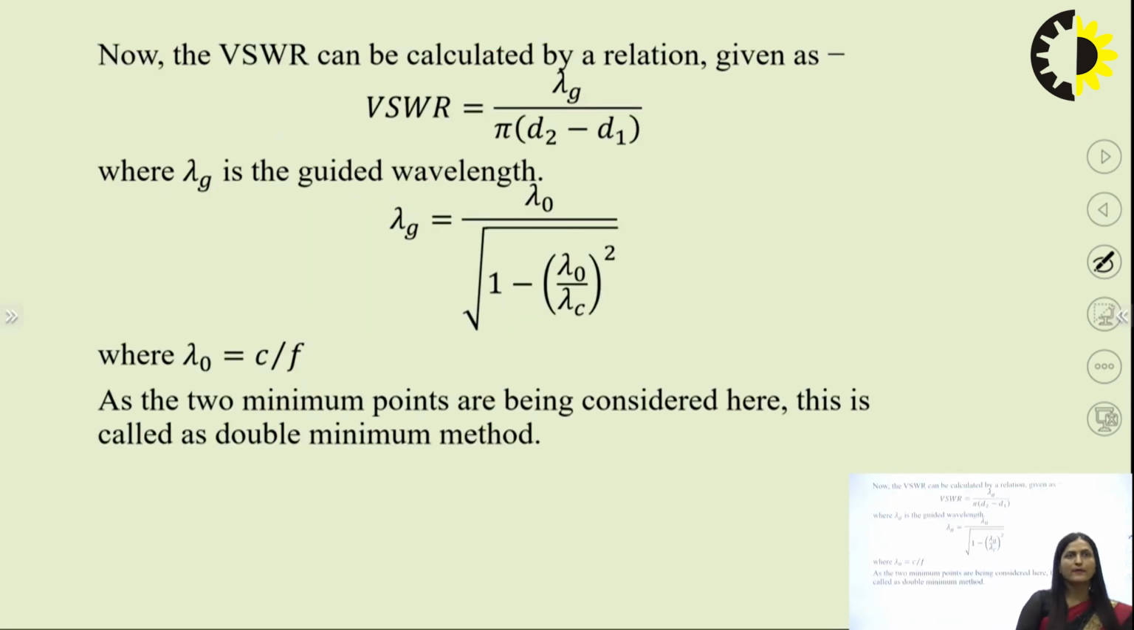And the VSWR from these two readings can be calculated as lambda g upon pi times (D2 minus D1), the difference between these two distances. Lambda g is the guided wavelength, lambda g is equal to lambda naught upon the square root of 1 minus (lambda naught by lambda c) squared. Lambda naught is the free space wavelength, it is calculated from c by f. As the two minimum points are being considered here, this is called the double minima method.